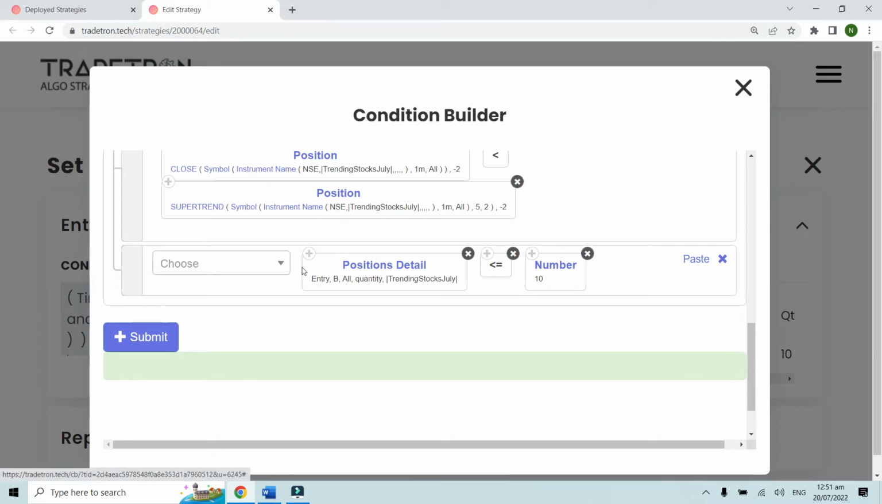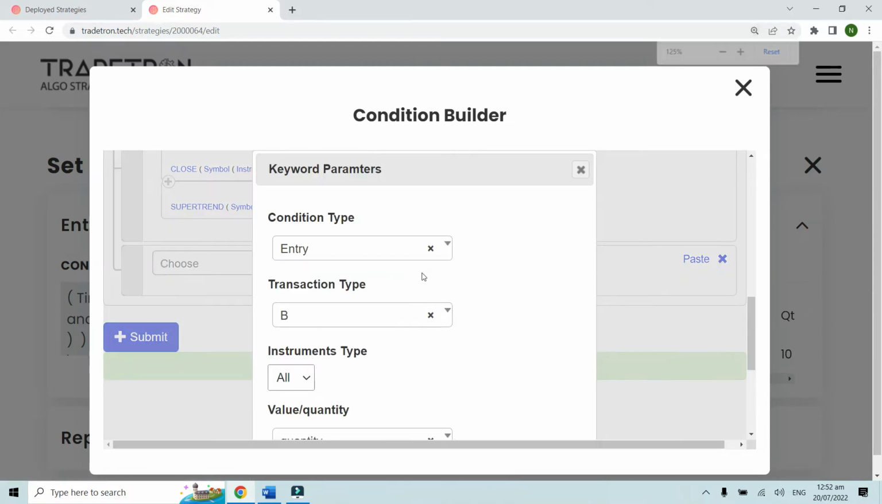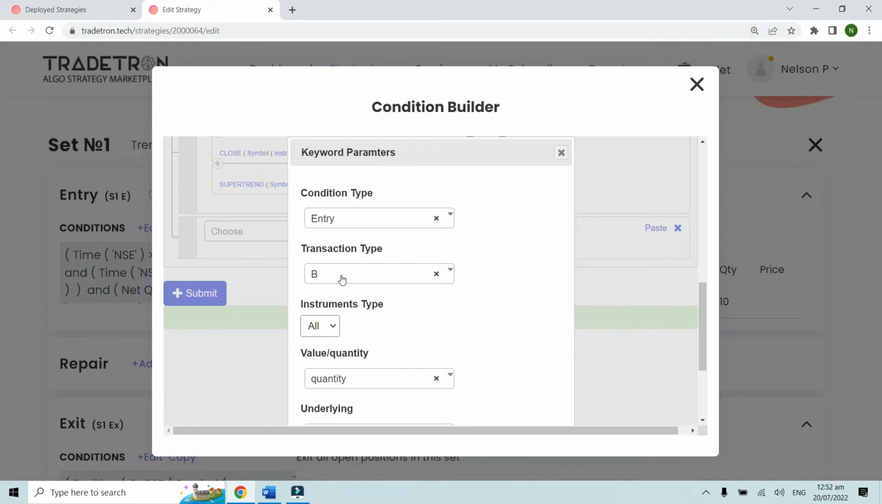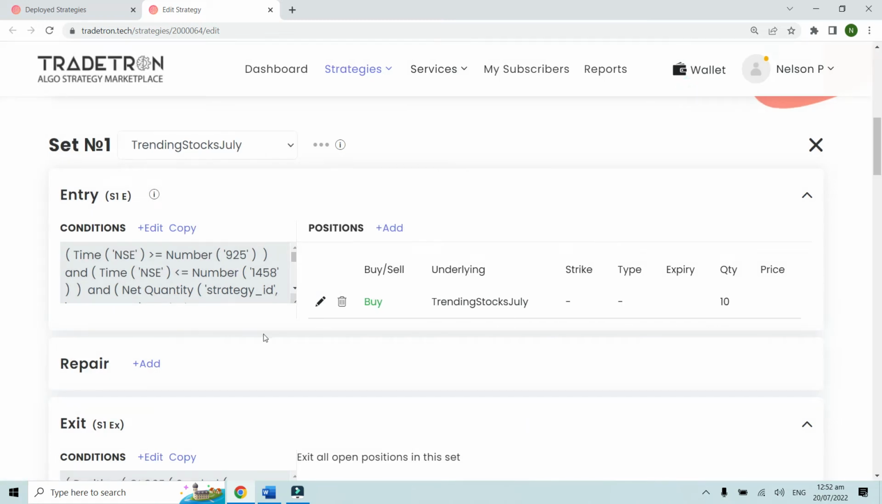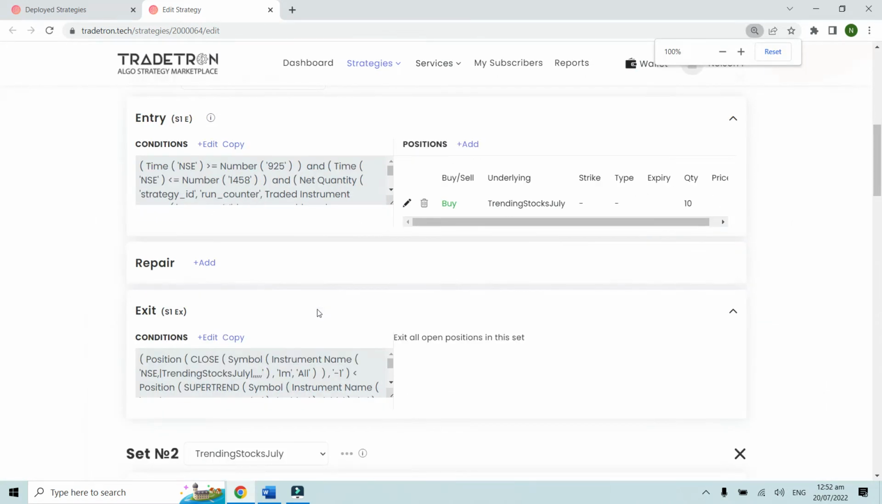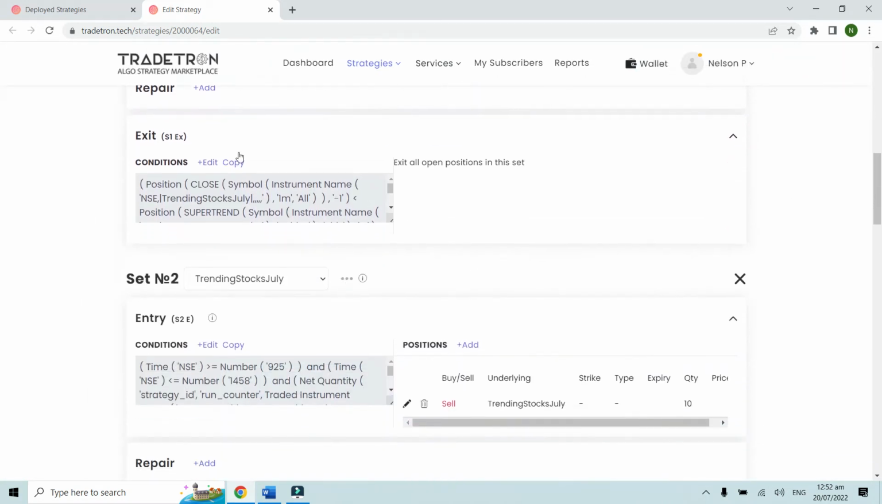So positions detail entry on the buy side, all quantity, trending stocks list name, is less than or equal to number 10, which is the quantity that we are trading. This is entry by all, since this is in stocks quantity, and here we have selected our list name, that is the list that we want to trade in. So this is the entry condition for positions detail on the buy side.